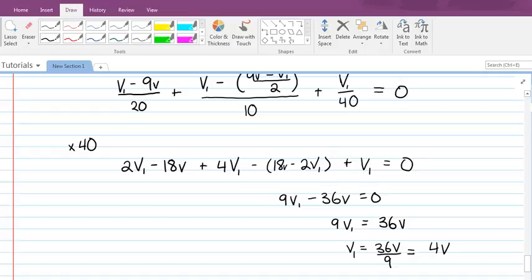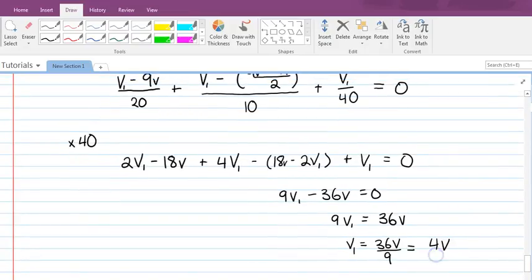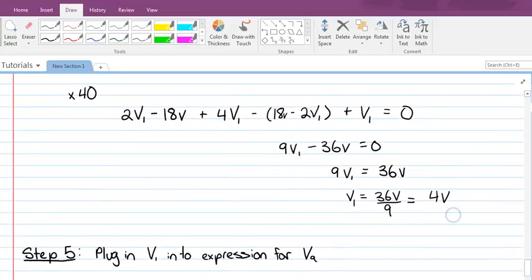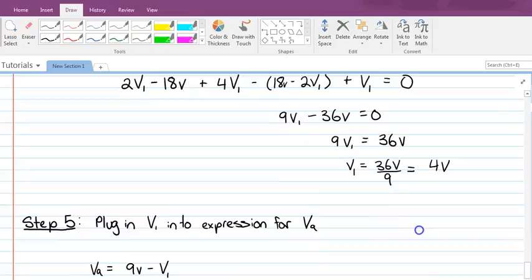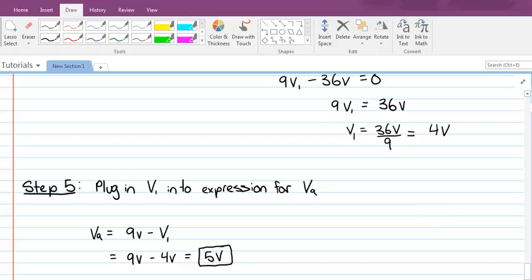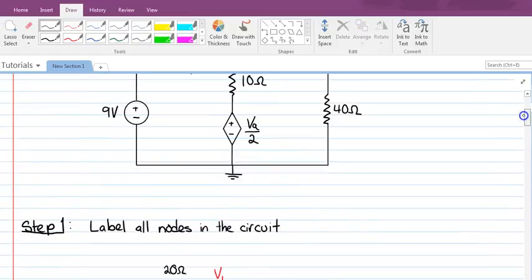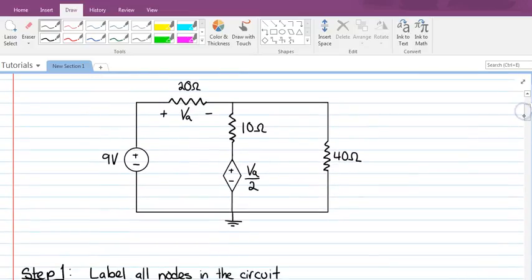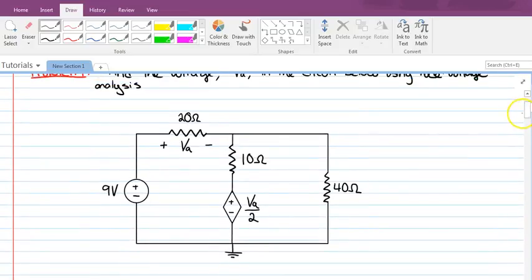So that's perfect. We've solved for V1, but we remember we're trying to solve for VA in this problem. So that's when we're going to go back to our expression for VA. Step 5 is to plug in our answer for V1 into our expression for VA. And our expression for VA was VA is equal to 9 volts minus V1. So 9 volts minus 4 volts is going to be equal to 5 volts. And that's the answer to our problem. VA is equal to 5 volts. So VA, which is the voltage across this 20 ohm resistor, is equal to 5 volts.